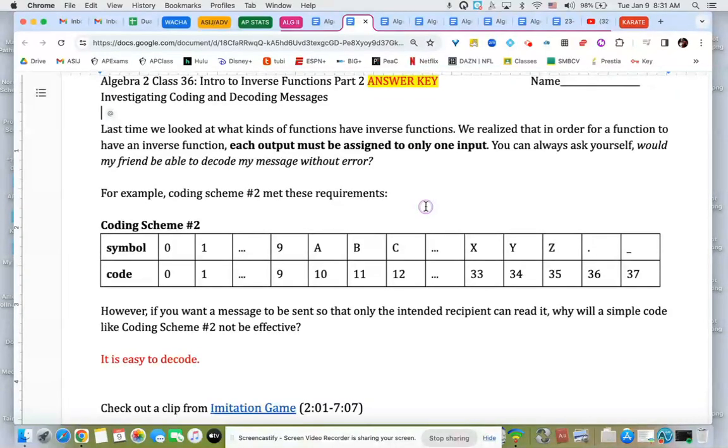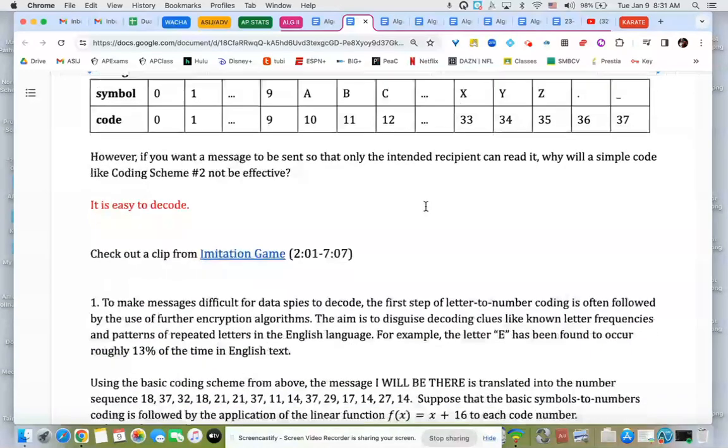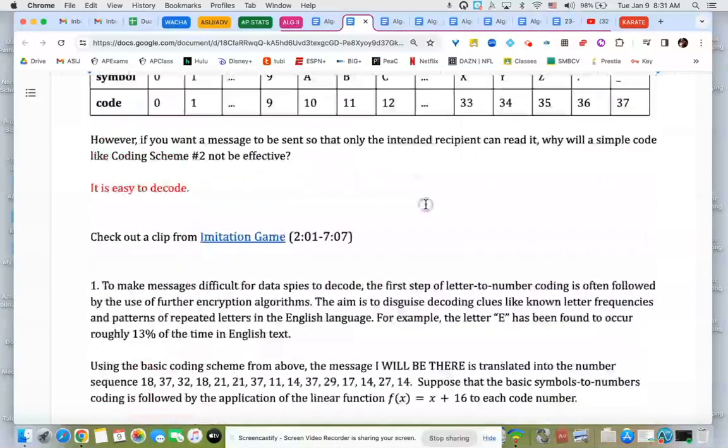Part of the introduction was just using coding, the idea being that if you send a code to someone, they should be able to uncode it. That gives the idea of an inverse: you go one direction with the code, and then you have to go backwards to uncode it. So that's kind of what this part two is about. It's kind of coding, right?